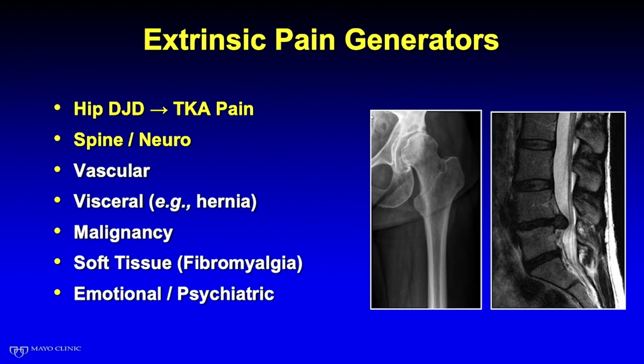When it comes to the extrinsic pain generators, there's obviously a whole bunch of them. I would say the two most common that I would see would be hip arthritis that shows up as a painful total knee replacement. A couple show up in clinic every year that end up getting a new hip and feeling better. And then the other common one is spine or neurologic conditions. But again, there can be a lot of things causing pain that you have to keep in mind as a revision specialist, not just say that it's not their knee and move right along.